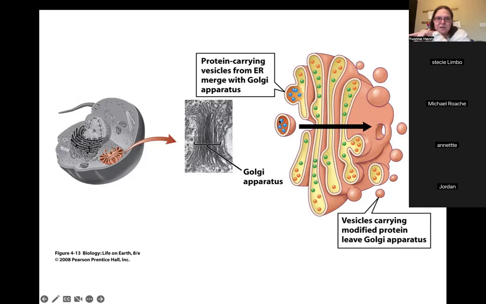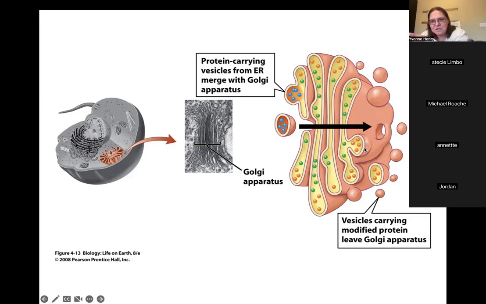So if this vesicle here with the blue circles is proteins coming in to be modified, it will fuse with the Golgi apparatus. And then different things will be added to it. Different sugars might be added to it. Different things will be cut off of it. And as it moves through this membrane, like through these sacs of membranes, it will change shape, function, activity, and that's why it's depicted by different colors.